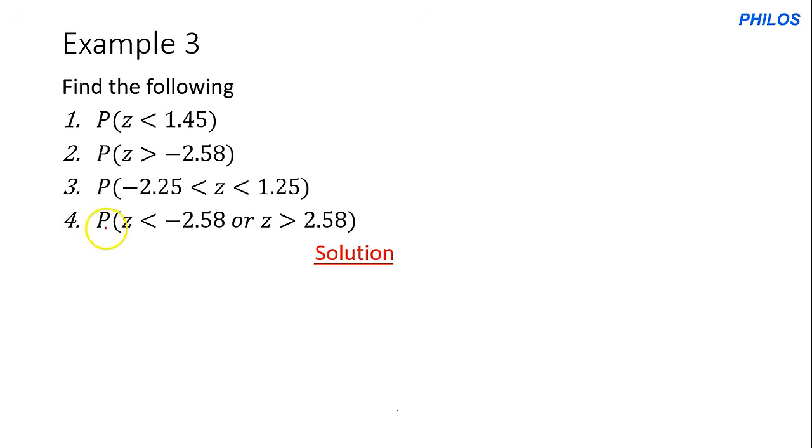So let's look at question 4. Question 4 says we should find the probability that z is less than negative 2.58 or z is greater than positive 2.58. Remember, or means plus. Okay, so it means we should find a sum. So to do that, let's sketch a curve. Now, after sketching the curve, remember 0 is at the middle here. Now negative 2.58, let's say it's somewhere here. And then we also have positive 2.58 here.